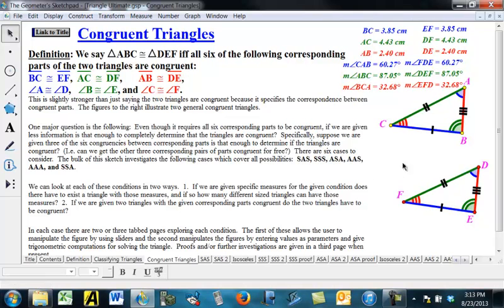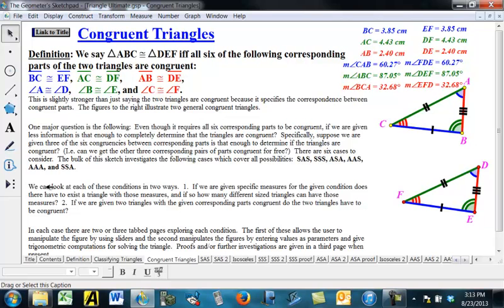Or what if it's angle, angle, side? That's also 2 angles and a side, but it's in a different order. It's like the blue angle, the green angle, and then the blue side. Angle, angle, side. Or it might go this way, angle, then angle, and then side. Okay? Or what if we know all three angles? Is that enough to get the sides congruent?